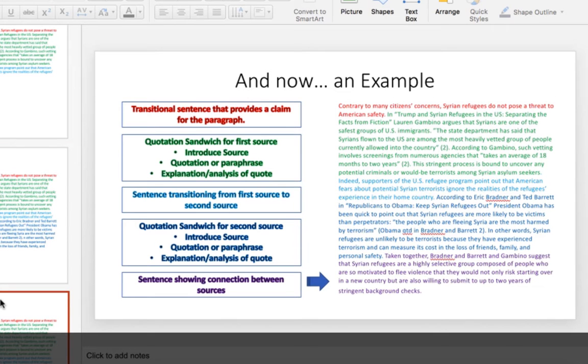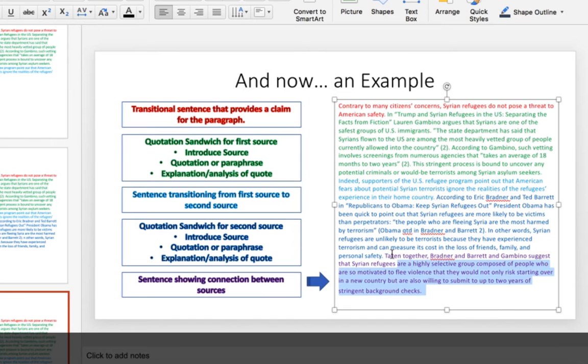All right, so now that I have my second quote, I need to end the paragraph with some type of a sentence or two that shows the connection between my sources. And I've written that sentence in purple. It says, taken together, Bradner and Barrett and Gambino suggest that Syrian refugees are a highly selective group composed of people who are so motivated to flee violence that they would not only risk starting over in a new country, but are also willing to submit to up to 2 years of stringent background checks.